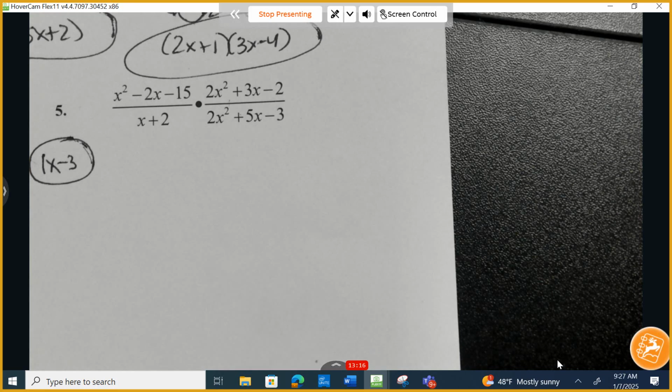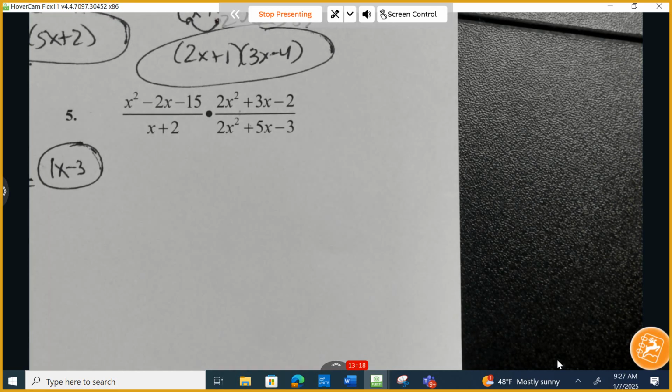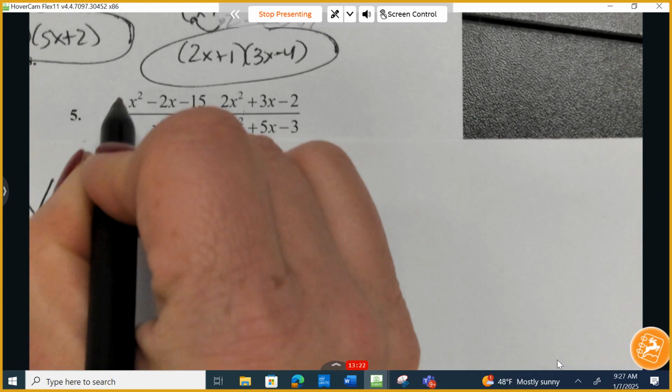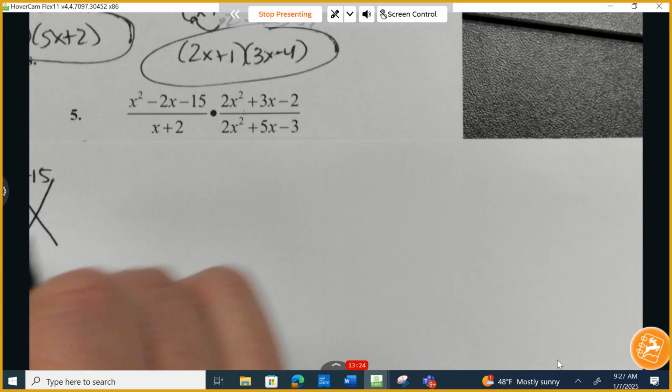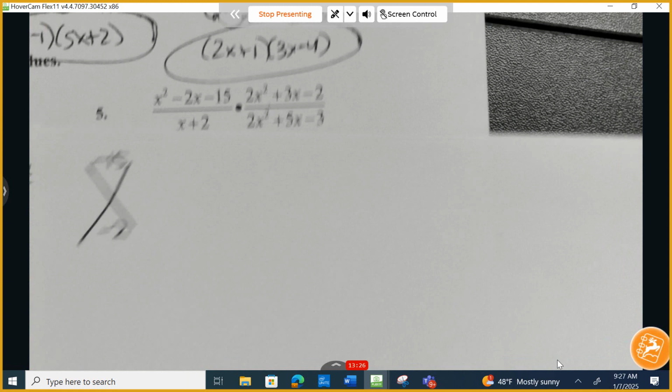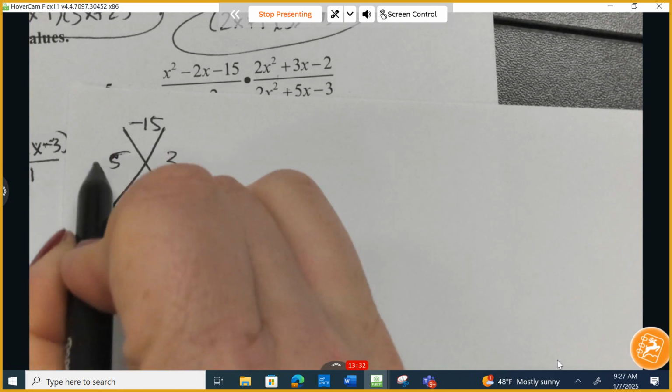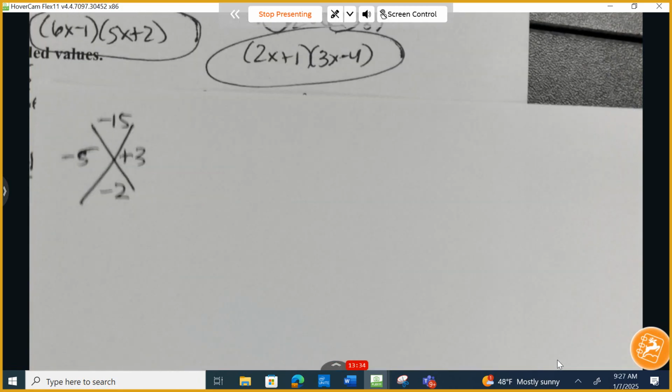All right, here we go. You ready? So I'm going to do a separate piece of paper. You don't have to. It's just because I kind of write sloppy. So I make my x. What multiplies to give me negative 15 and combines to give me negative 2? That tells me they're going to be different signs, and the larger number is negative. So 5 and 3, negative 5 and positive 3.